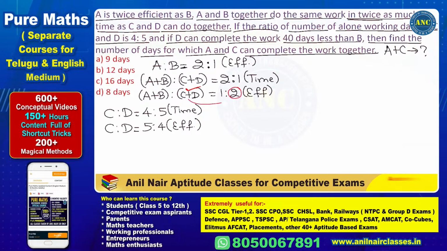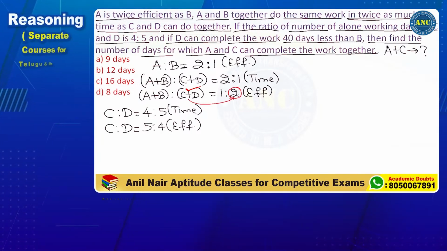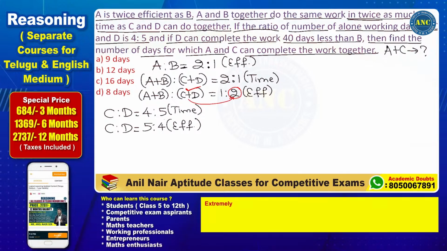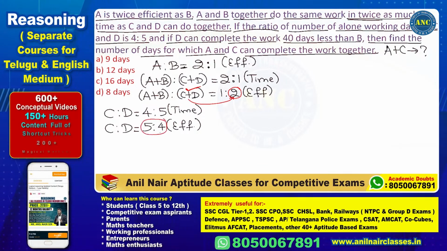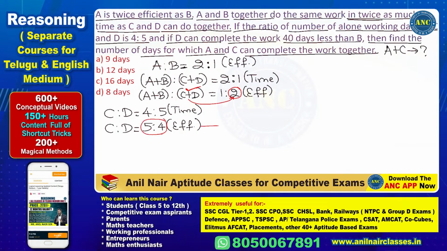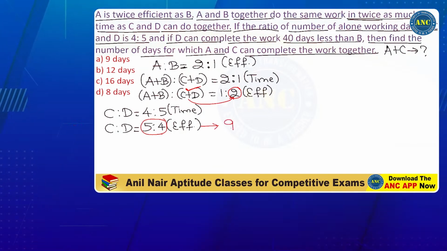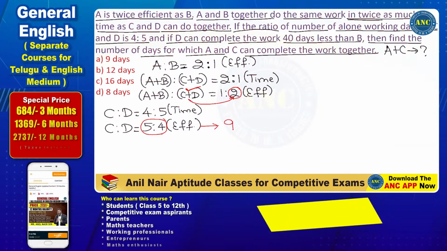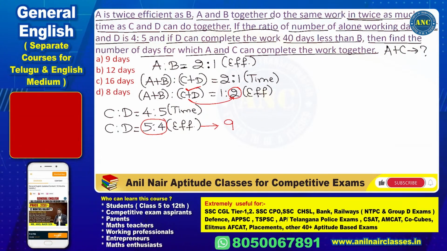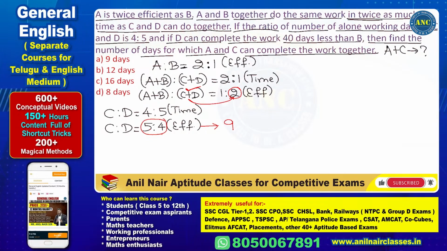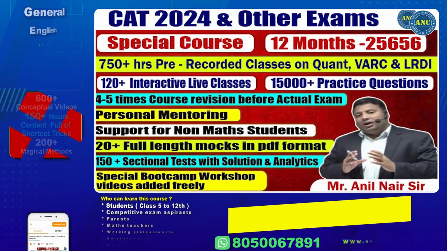units per day. According to this ratio, C plus D efficiency is 2 units per day. But according to this ratio, C plus D efficiency is 5 plus 4, which is 9 units per day. According to the first ratio, it is 2 units. It is the same C and D. Here also it is C plus D. Here also it is C plus D.